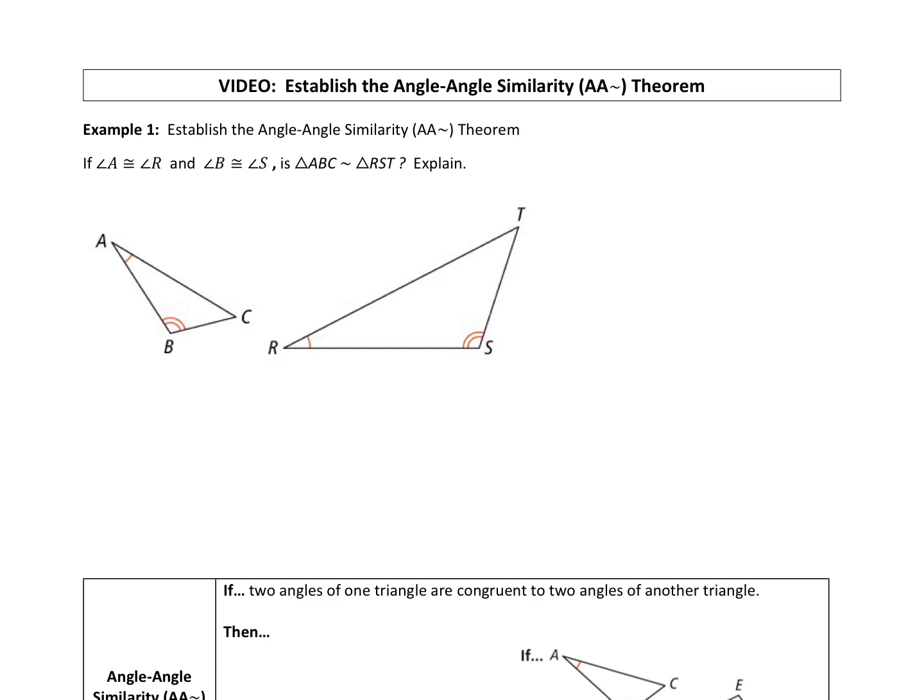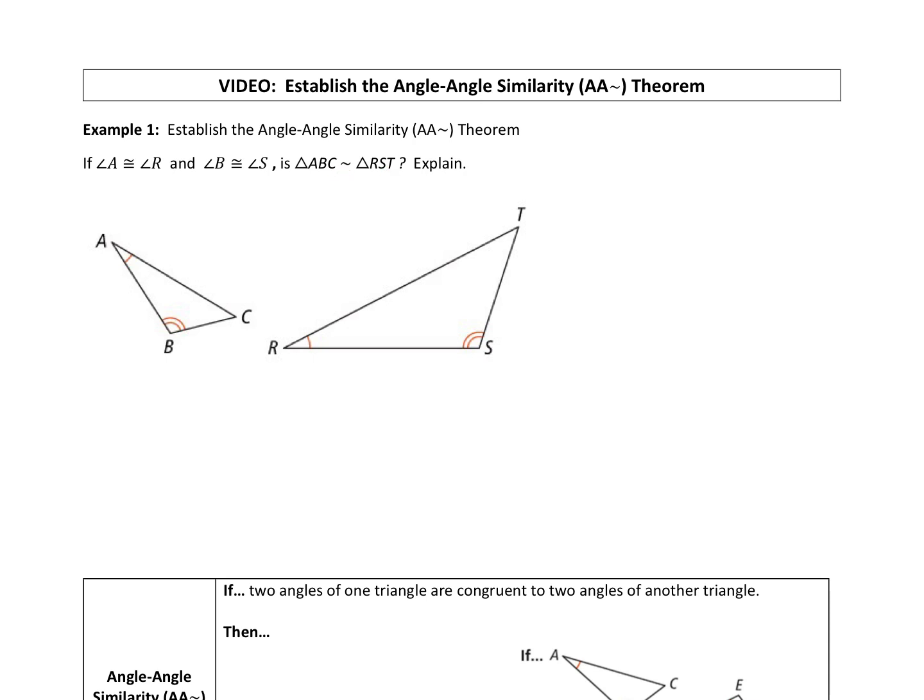All right, in this first example, we're going to talk about something called the angle-angle similarity theorem. We'll lead into that. Our example: if angle A is congruent to angle R and angle B is congruent to angle S. So here's angle A marked congruent to angle R, angle B is marked congruent to angle S. Is triangle ABC similar to triangle RST?